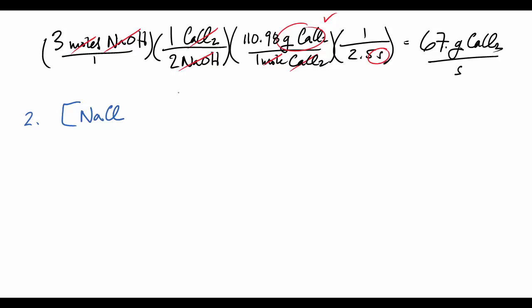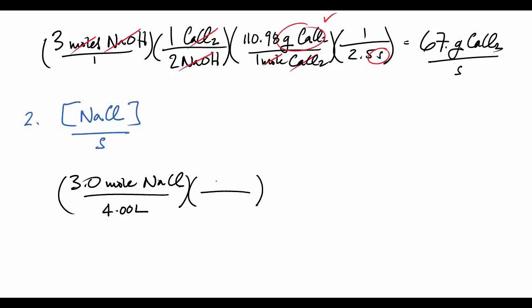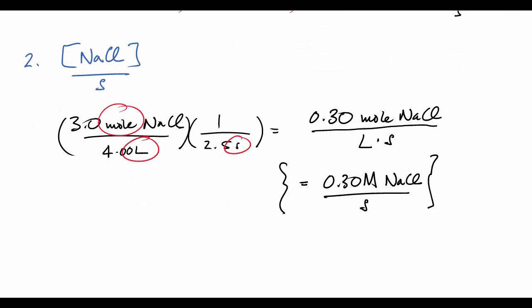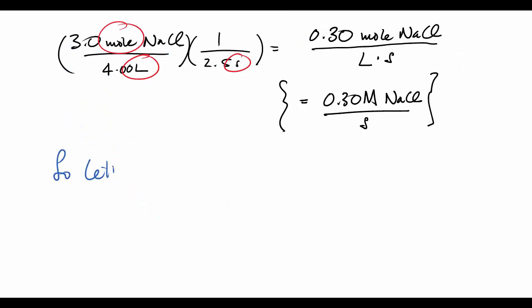Here's another thing you might like to calculate. Perhaps it's the change in concentration of the sodium chloride per second. Well, 3 moles of sodium chloride are produced. They're in 4 liters, so that's 0.75 mole per liter, and that happens in 2.5 seconds. So a little bit of calculations of the units here, and you see that this reaction is changing at 0.30 molar sodium chloride per second on average for those 2.5 seconds.